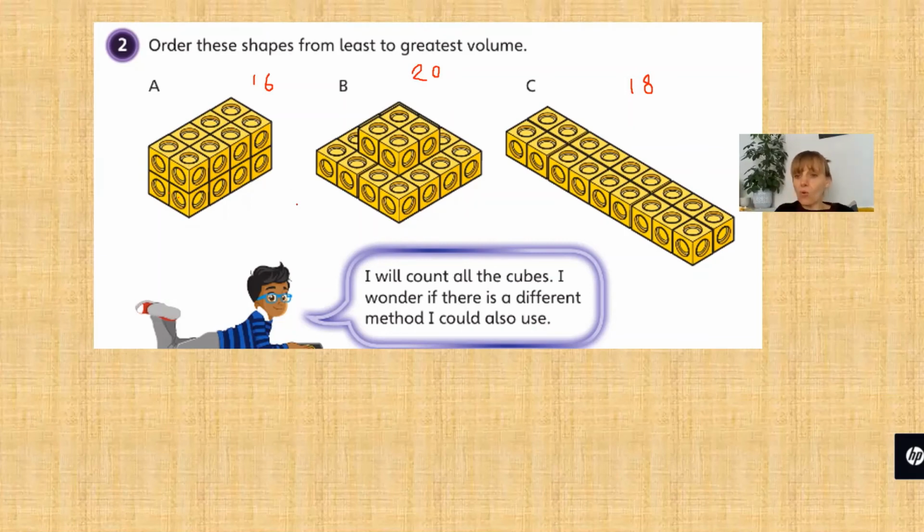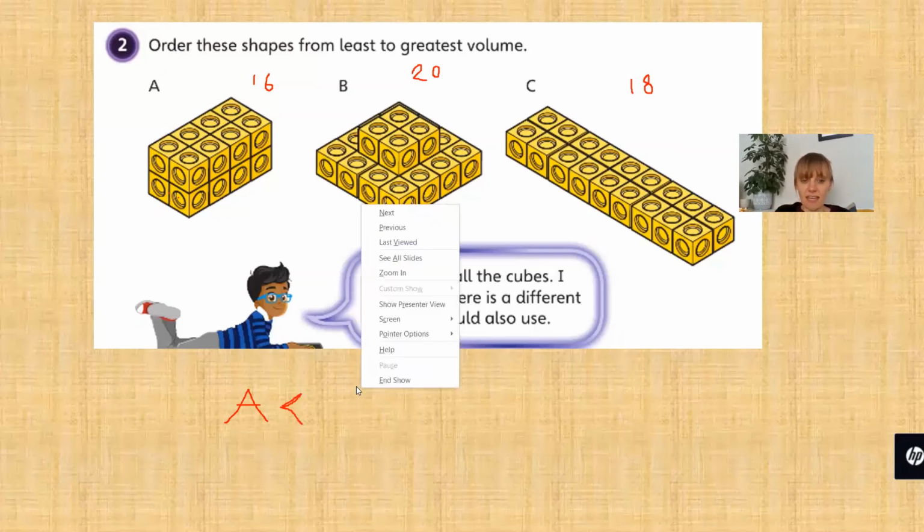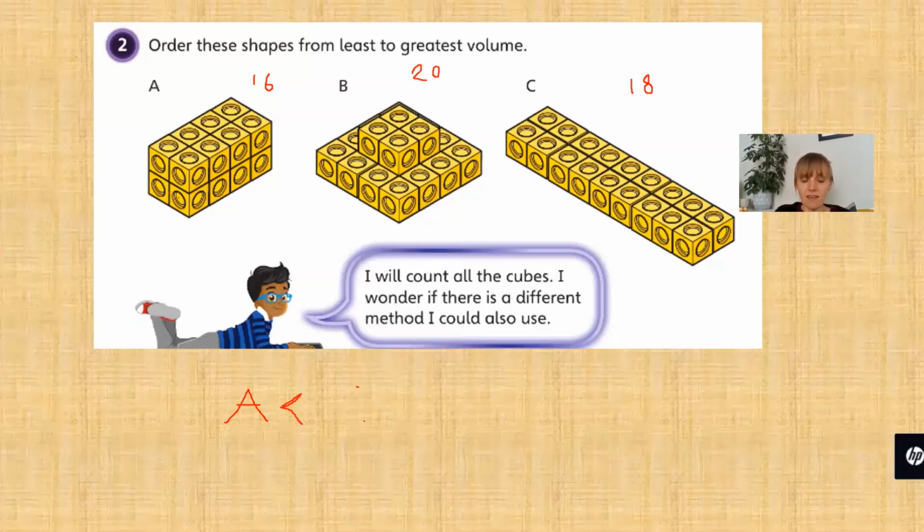So it says order them from the least to the greatest volume. So the least volume is A because it has 16 unit cubes. So I would firstly write A, and then I'm going to use my comparing arrows. So I'd say A is less than C, which is less than B, because B is actually the greatest volume with 20. So I'd say A is less than C, which is less than B.